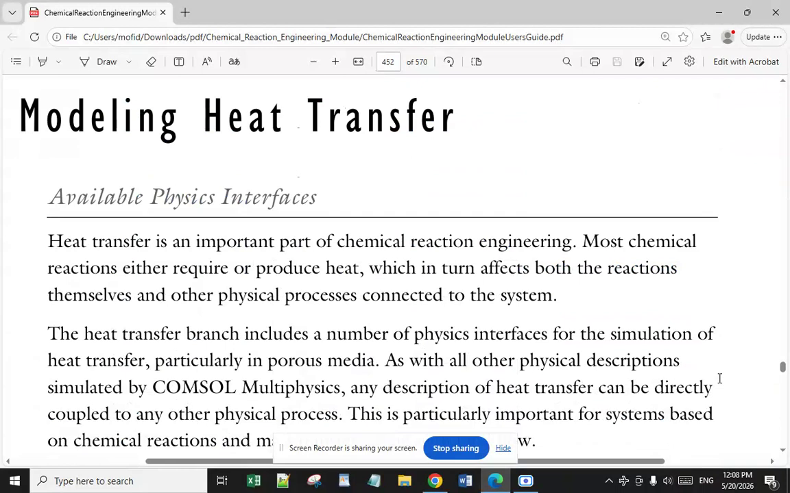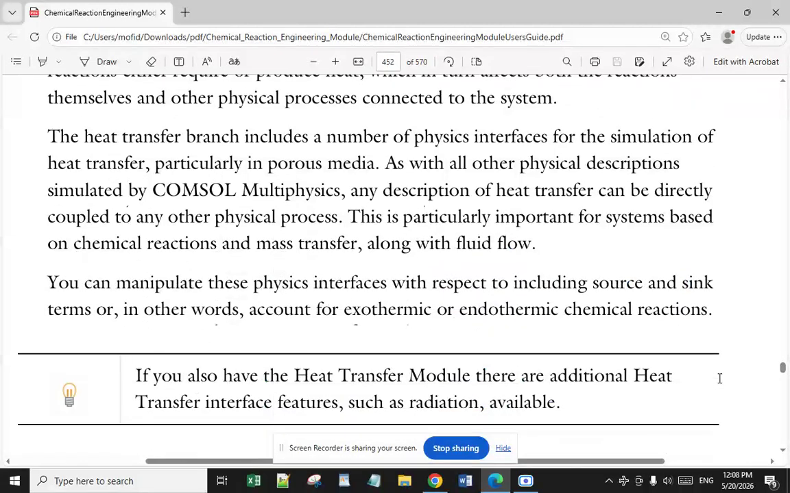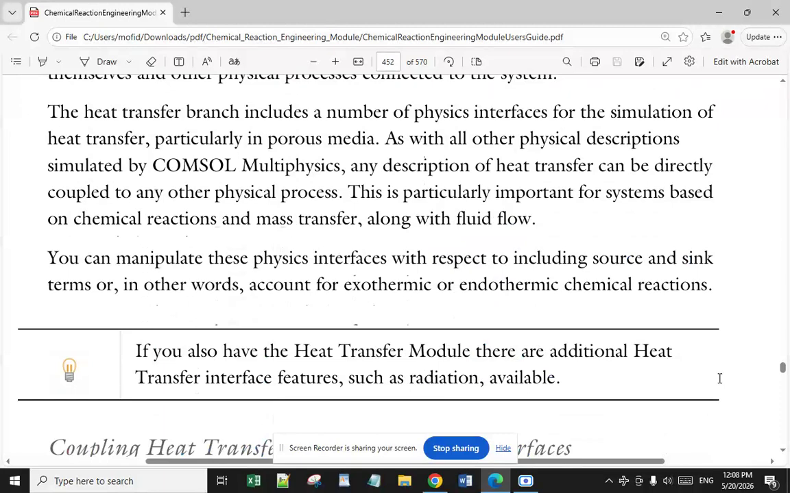Heat transfer is an important part of chemical reaction engineering. Most chemical reactions either require or produce heat, which in turn affects both the reactions themselves and other physical processes connected to the system. The Heat Transfer branch includes a number of physics interfaces for the simulation of heat transfer, particularly in porous media. As with all other physical descriptions simulated by COMSOL Multiphysics, any description of heat transfer can be directly coupled to any other physical processes.